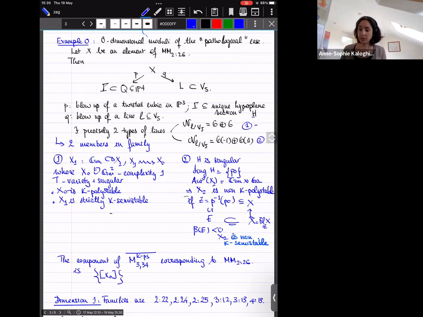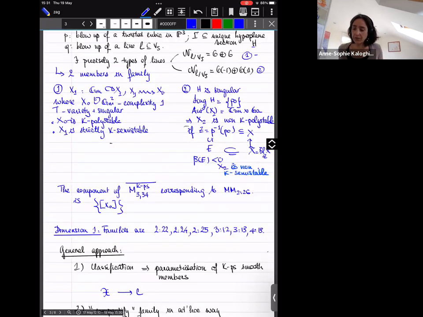So basically, from the point of view of K-stability, X1 still appears as a K-semistable Fano degenerating to this point X0, but X2 completely gets forgotten by the K-moduli space. Okay, so let me discuss some of the families that have dimension 1 of Fano moduli.